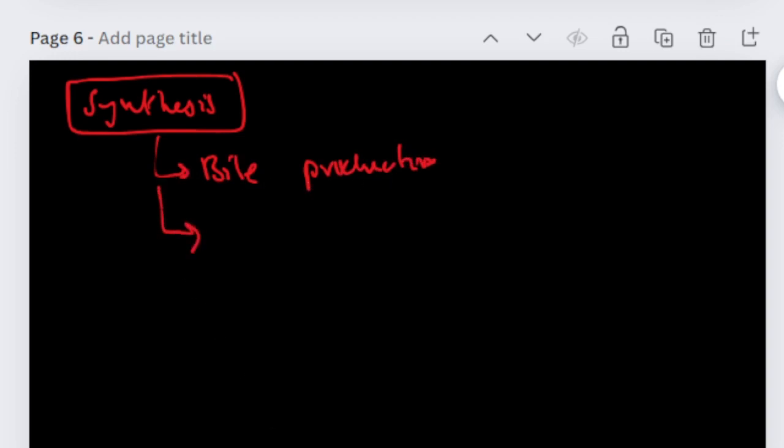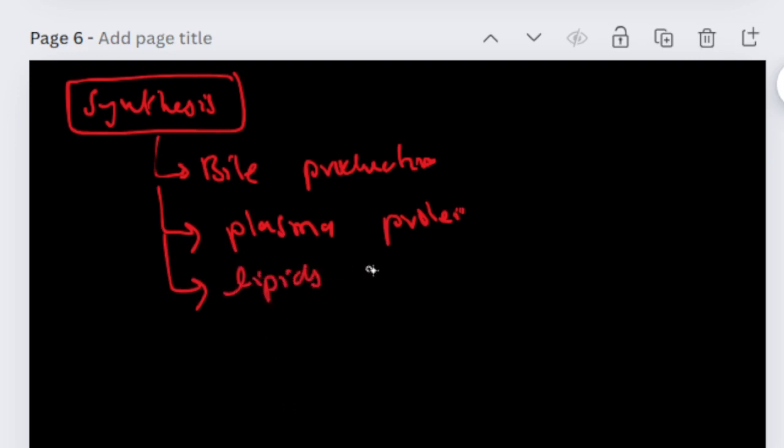The second thing is plasma protein, and the third is lipids and lipoprotein. So these are the three things in synthesis. And the fourth thing is detoxification.